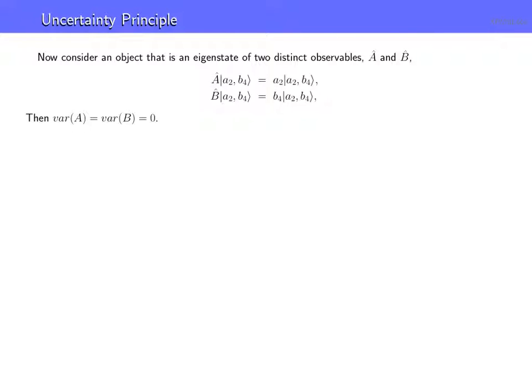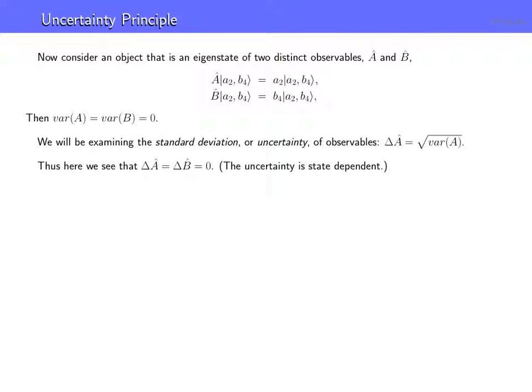Now, what we'll often relate this to is not necessarily the variance per se, but really the standard deviation, or in quantum mechanics parlance, the uncertainty. It's just the standard deviation, and it's just the square root of the variance. It's just a definition. And again, here we just see that if the variances vanish, then the uncertainties vanish. And again, to emphasize, the uncertainty is state dependent, so sometimes, just to emphasize, we'll put a subscript here of the state, but we won't always do that.